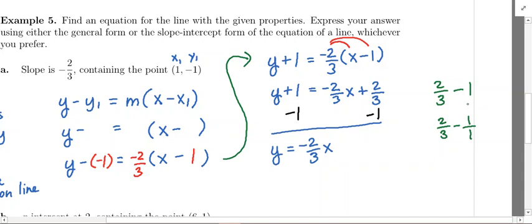To subtract fractions, they need to have the same bottom. If you're not sure what the common denominator should be, you can multiply the denominators together. 3 times 1 is 3. So we're going to convert these to two fractions, each one over 3, and that's what we're going to subtract. 2/3 already has the correct denominator, so we don't need to change the numerator.